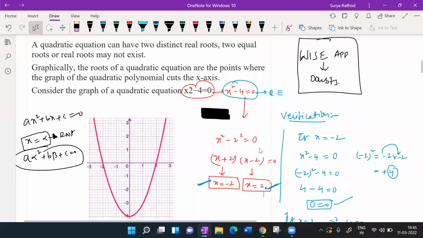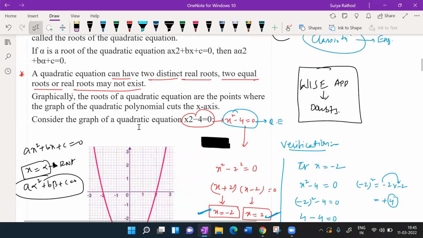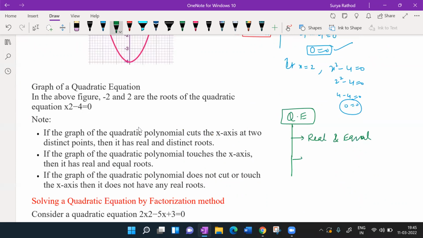And one more point we discussed yesterday. What is that point? This point. A quadratic equation can have two distinct real roots, two equal roots, or real roots may not exist. What is the meaning of that? Look at this here. Roots in a quadratic equation, beta. A quadratic equation can have how many types of roots? Real and equal, real and distinct.